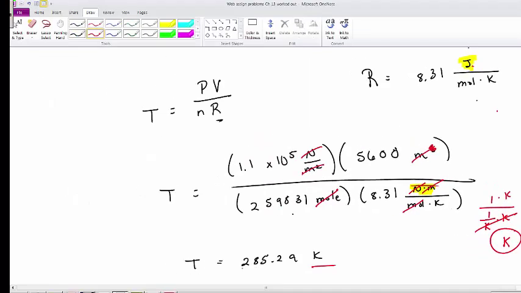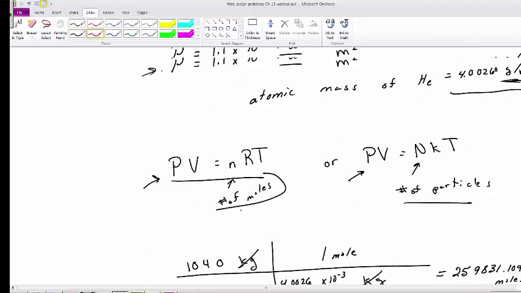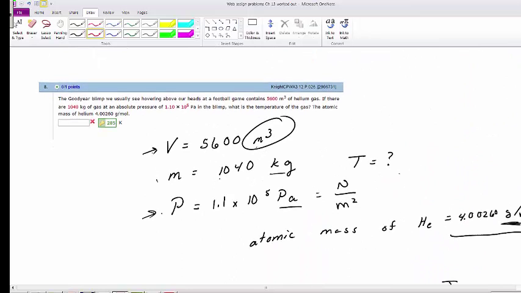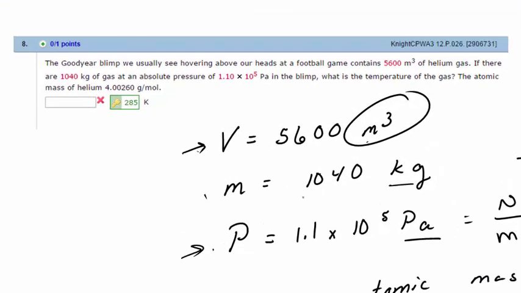That gives me a number of 285.29. Checking my sig figs, I'm thinking this is going to be 285. Looking back up here, I've got 3 sig figs here, 104. So I should have my answer to 3 sig figs, which would be 285. Which sure enough is the answer, so it checks out.